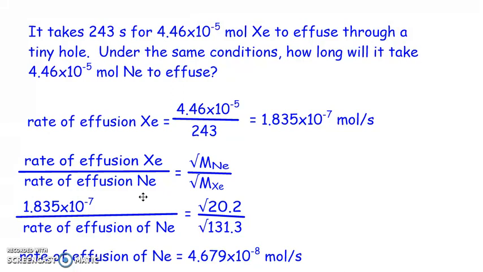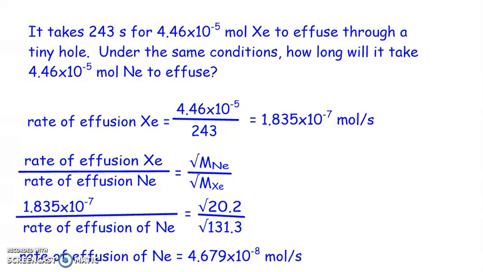Rate of effusion of Xe is to the rate of effusion of neon as the square root of the molar mass of neon is to the square root of the molar mass of xenon. I can look the molar masses up in my reference table and plug that in for the rate of effusion of xenon, cross-multiply to get the rate of effusion of neon, and I get 4.679 times 10 to the negative 8 moles per second.